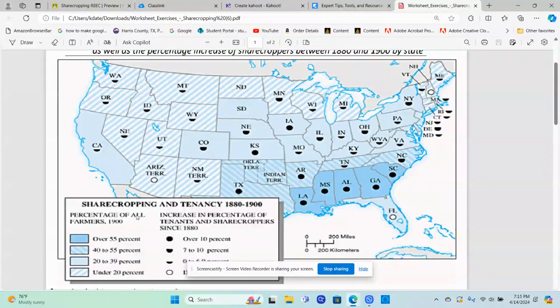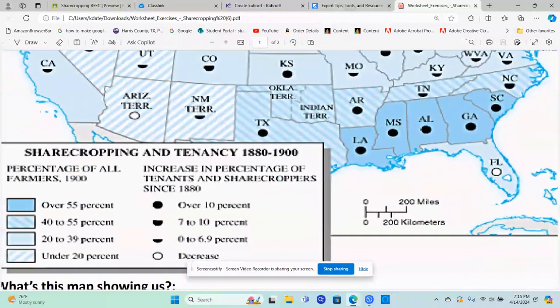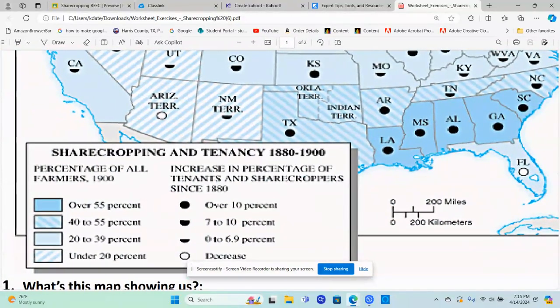Percentage of all farmers, 1900. It is this part right here that has the shades and the rectangle. The light blue over 55%, the stripe with the blue back with the darker blue 40 to 55%, the light blue 20 to 39%, and then the white with the light blue across, under 20%.